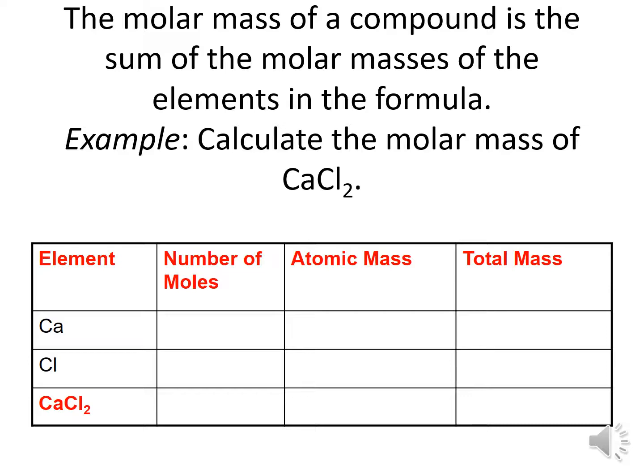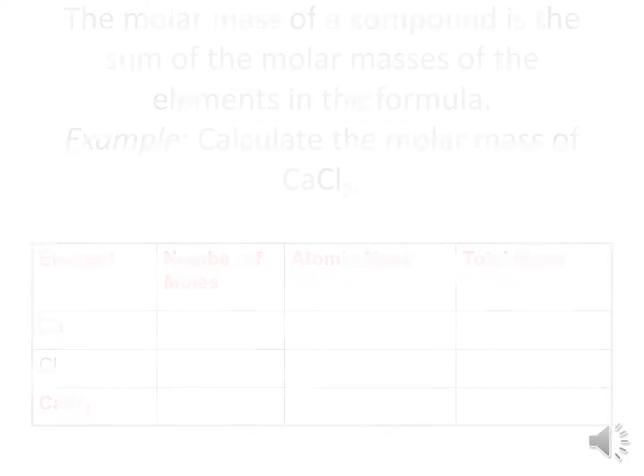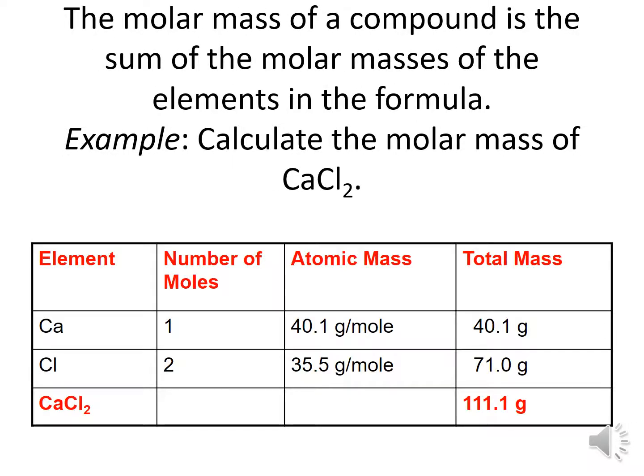Looking at the chemical formula, I see that calcium has 1 mole in the formula, chlorine has 2, subscript of 2, so 1 mole of calcium weighs 40.1 grams, 1 mole of chlorine weighs 35.5 grams, so 2 moles of chlorine weigh 71.0 grams. 40.1 plus 71.0 is 111.1 grams for calcium chloride.